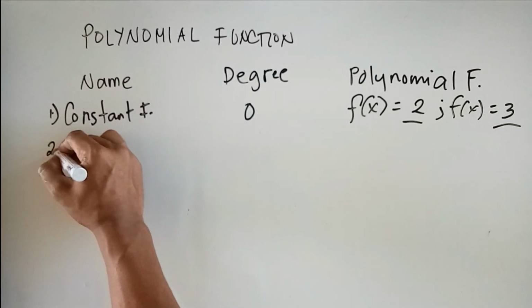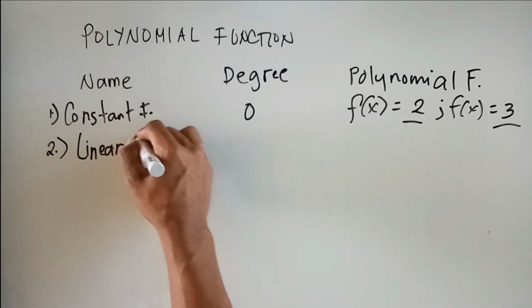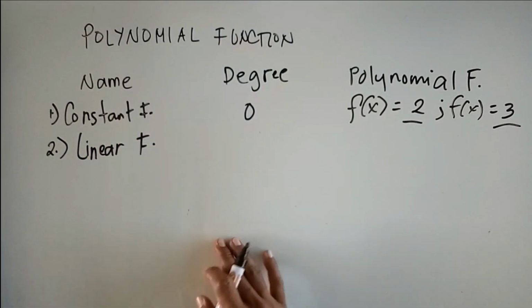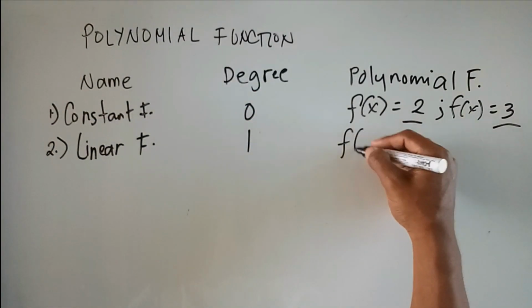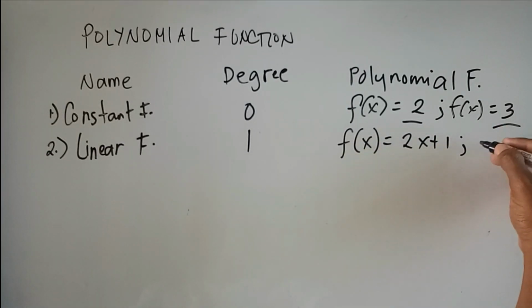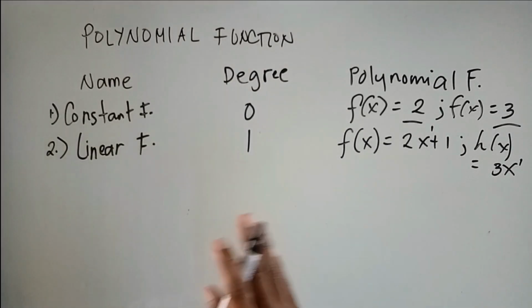Another name is linear. You have learned about this already during your earlier years, right? The degree of this, or the highest exponent, is 1. For example, f(x) = 2x + 1, or h(x) = 3x. The degree is 1, so the highest exponent is 1. You have to see that.